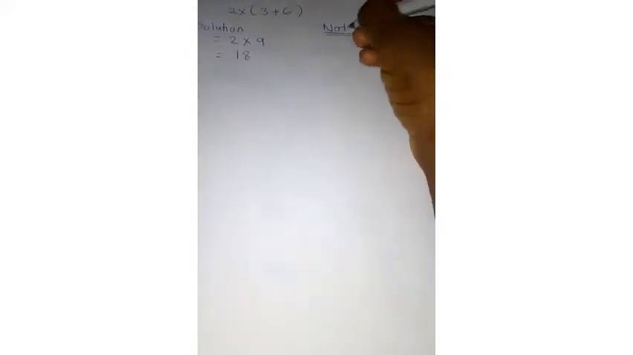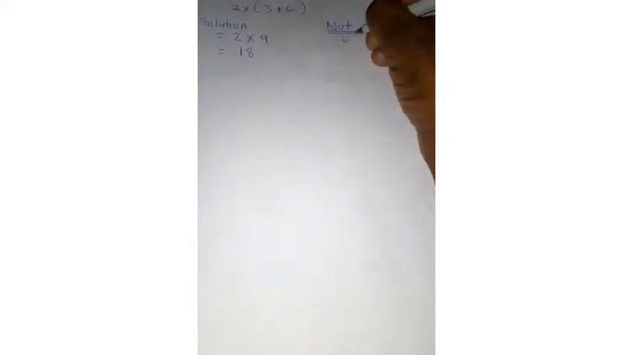And we do not solve it like this: 2 times 3 is 6, plus 6, which is equal to 12. This is wrong, and the previous one is the correct way of solving an expression.